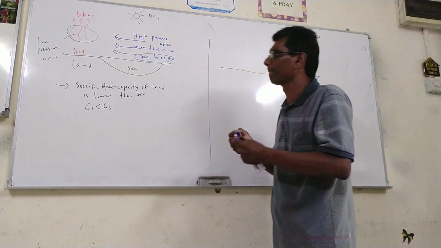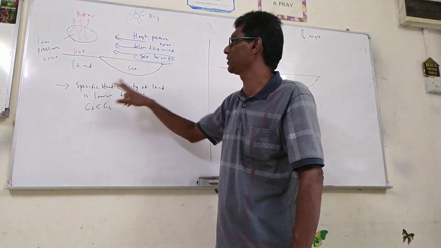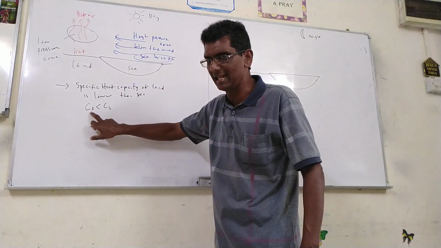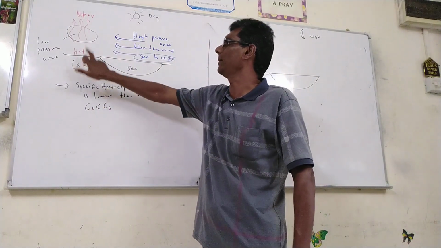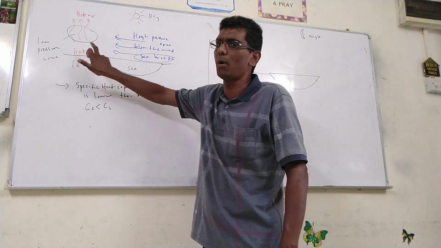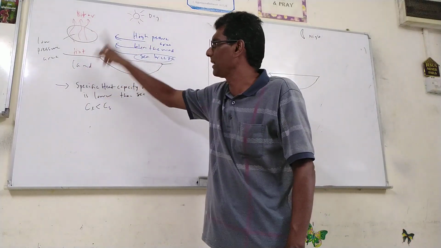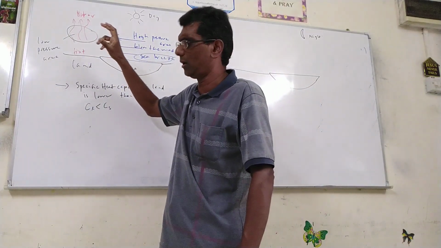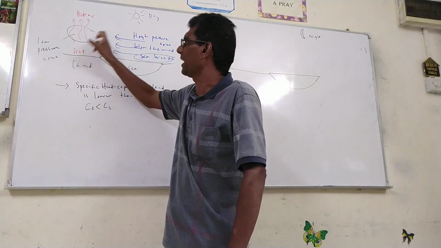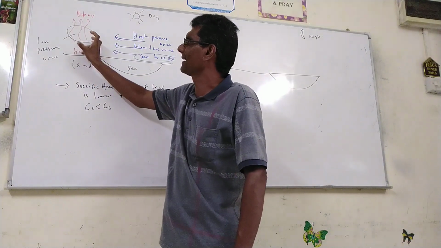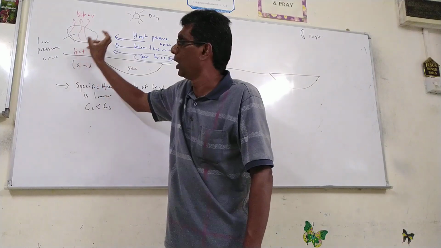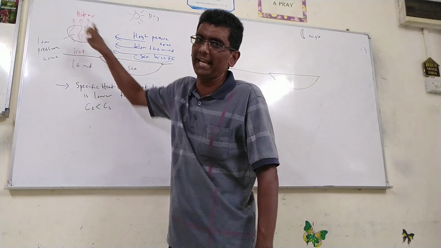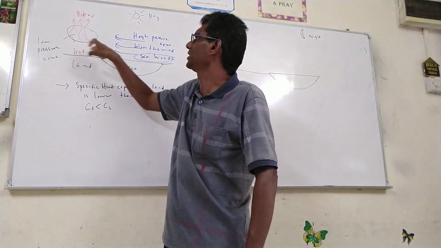I repeat again. The specific heat capacity of land is lower than sea. That means the land becomes hot faster than the sea. So because the land gets hot faster than the sea, the hot air from the land rises up, creating a low pressure area. The air has gone up, so it is a low pressure area.